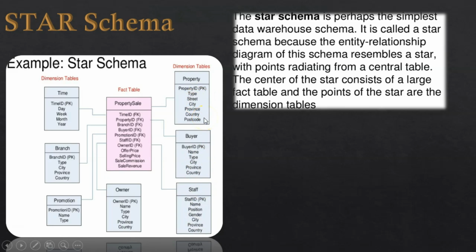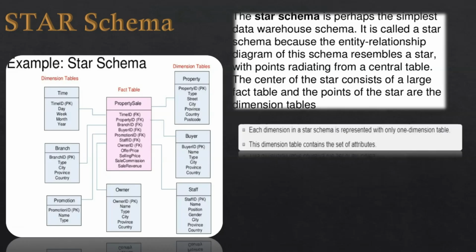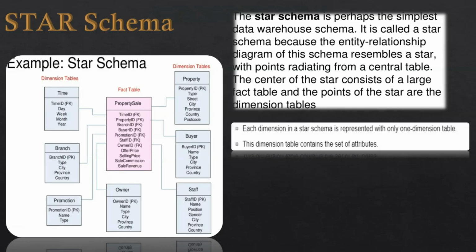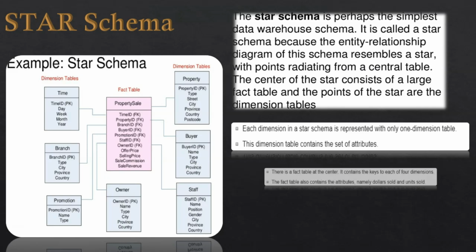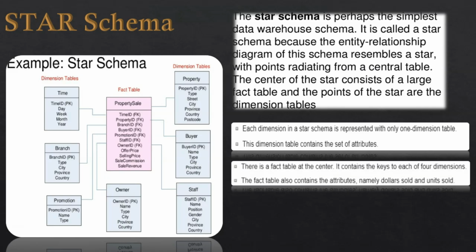So friends, I think the previous example that we covered was also a star schema, and this is also a star schema. So I think it is very clearly understandable. Each dimension in a star schema is represented with only one dimension table. Friends, please note it down. Each dimension in a star schema is represented with only one dimension table. The dimension table contains the set of attributes which I just read out. There is a fact table at the center.